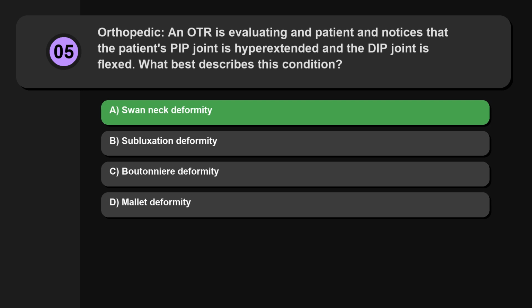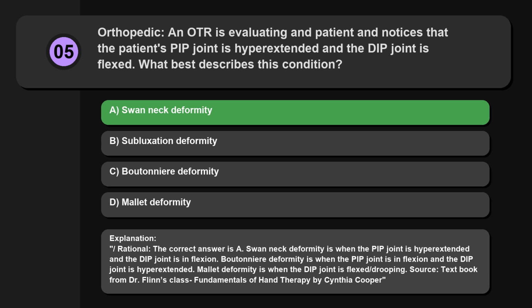Swan neck deformity. Rationale. The correct answer is A. Swan neck deformity is when the PIP joint is hyperextended and the DIP joint is in flexion. Boutonniere deformity is when the PIP joint is in flexion and the DIP joint is hyperextended. Mallet deformity is when the DIP joint is flexed/drooping. Source: textbook from Dr. Flynn's class, Fundamentals of Hand Therapy by Cynthia Cooper.